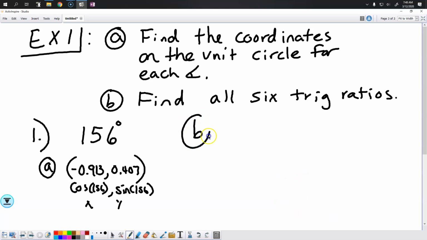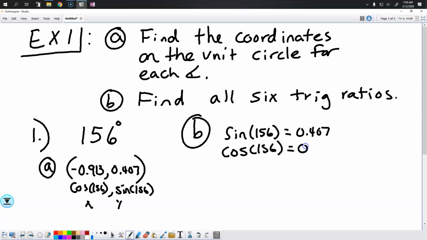All right, now for part B. It says find all 6 trig ratios. So we kind of already started, right? We already found sine. We found out that that was what? 0.407. We already found cosine. That was negative 0.913. Don't forget the negative.